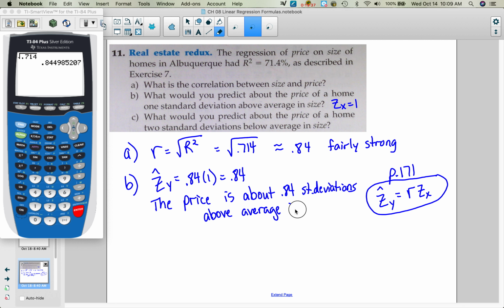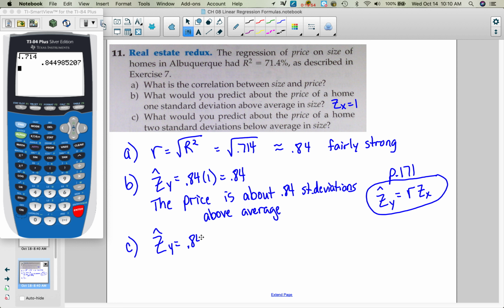I guess I don't need the "in" there. I kind of said it. All right. So part C. What would you predict about the price of a home, 2 standard deviations below average? So I need to fill this in.